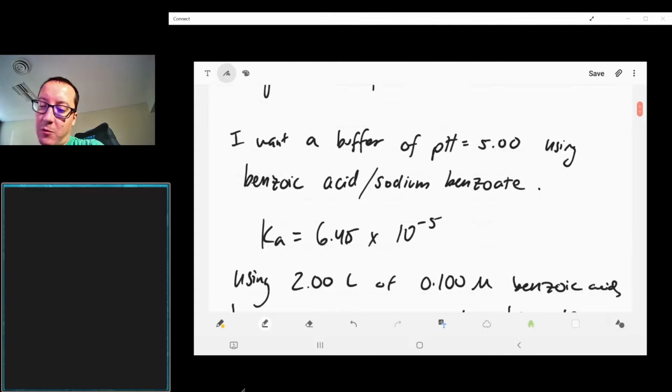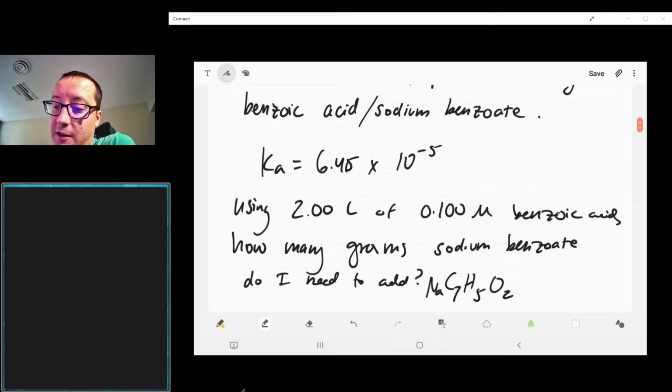All right. So I want a buffer of pH 5 using benzoic acid and sodium benzoate. We're given the Ka of benzoic acid, and we're given that our concentration of benzoic acid should be 0.1 molar.